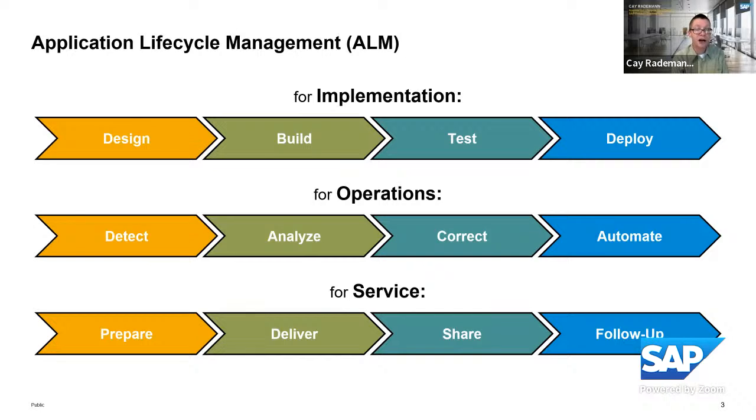But you have to also take care that the system will run smoothly afterwards. That is done in the operations phase, where you want to detect any disruptions, where you analyze what has caused this disruption. You can correct them, and whenever possible, you can even automate this process in a way that the same disruption, if it shows up again, can be handled much easier.